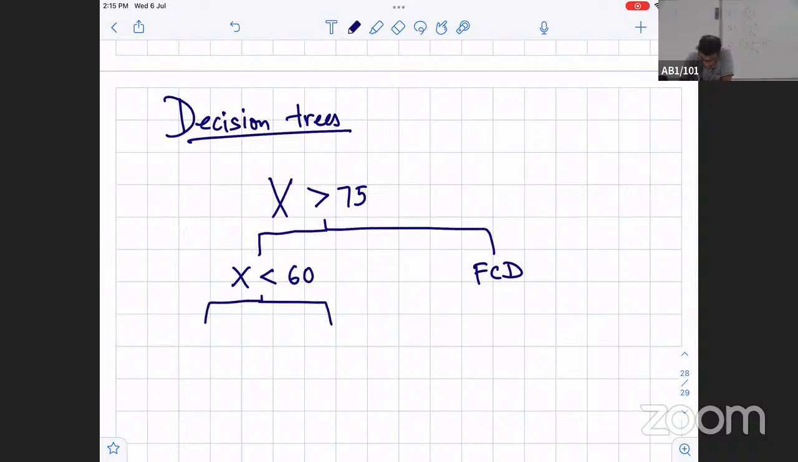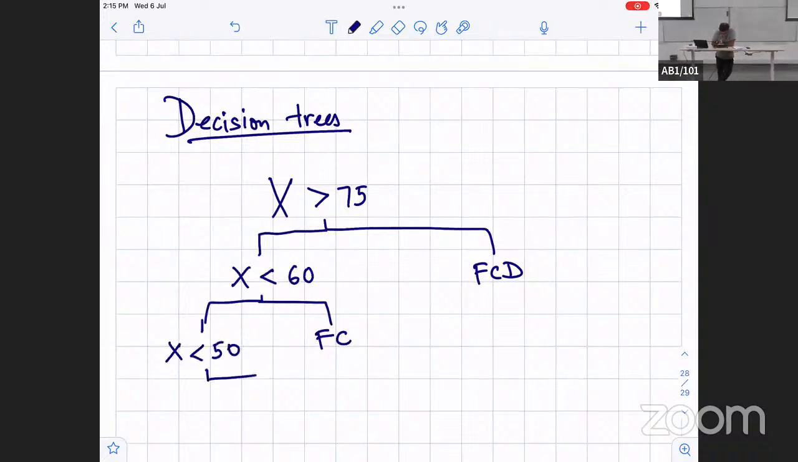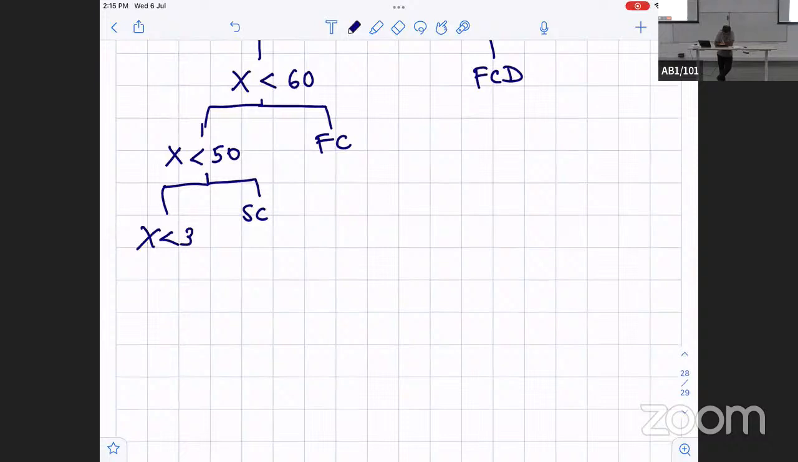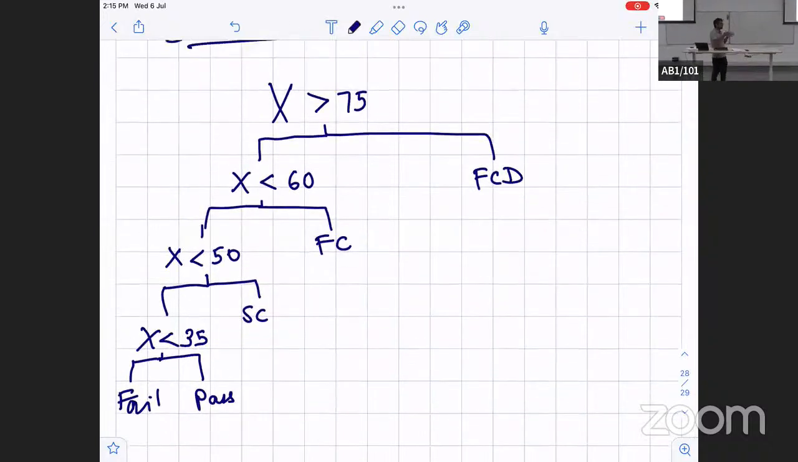But on this side, you will give first class. Then you will look at whether X is less than, I don't know, 50. Then you have second class. And then if X is less than 35, you say fail, or otherwise you say pass. So this is a decision tree. At every path you have different choices, and you decide one of the things. So this could be one way in which you can label a particular task.